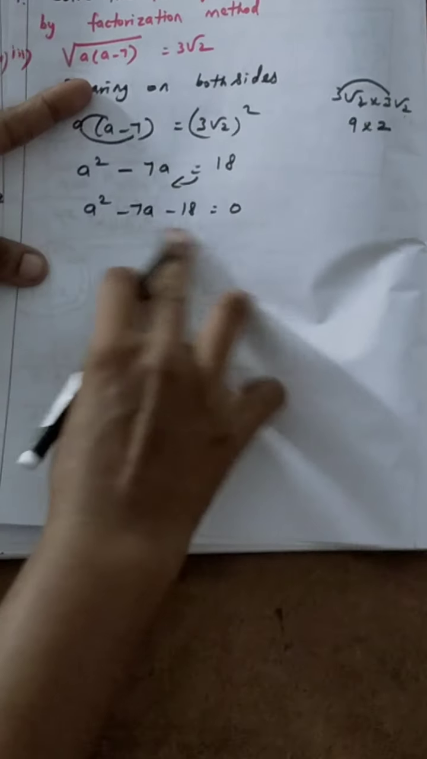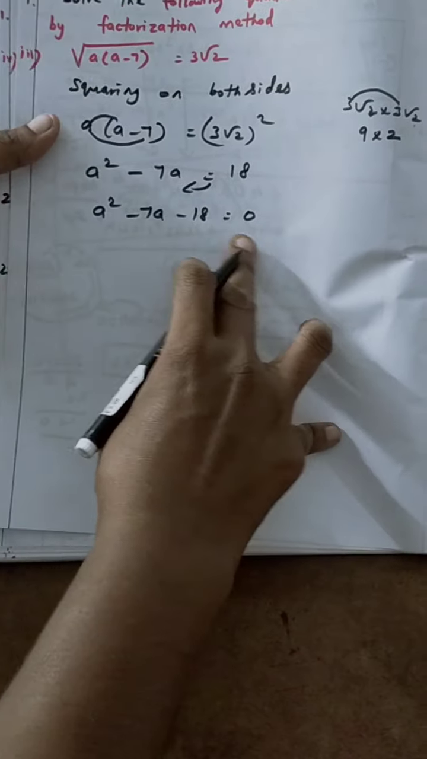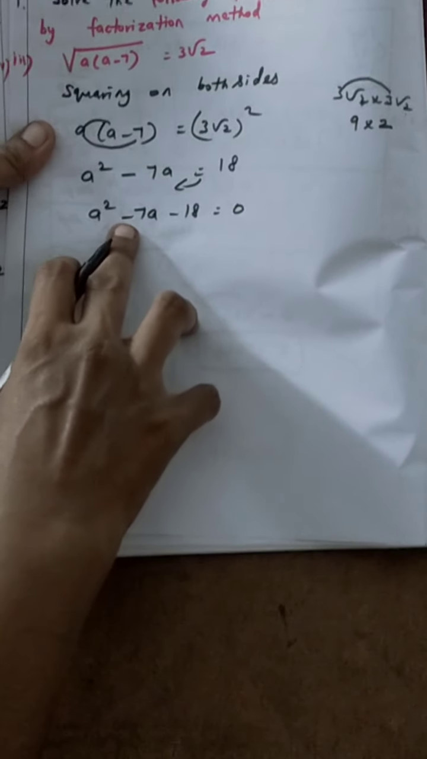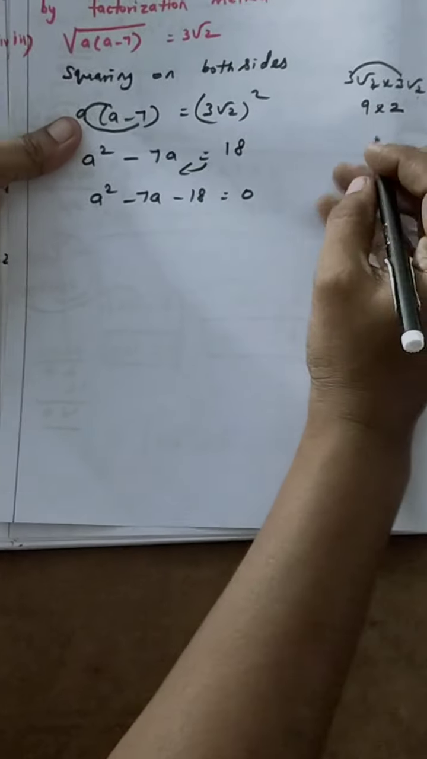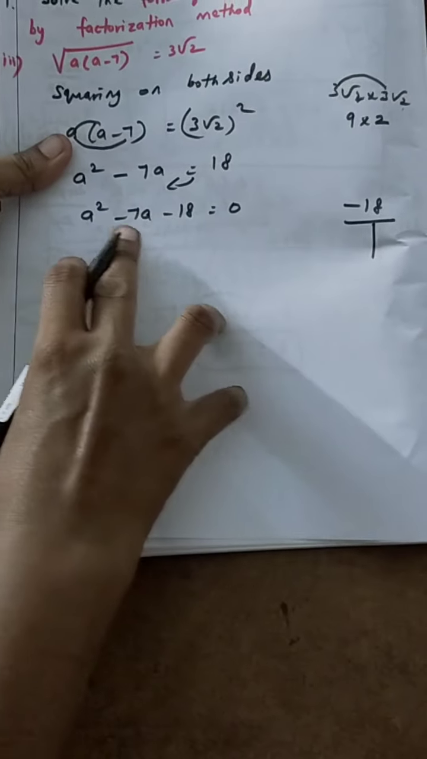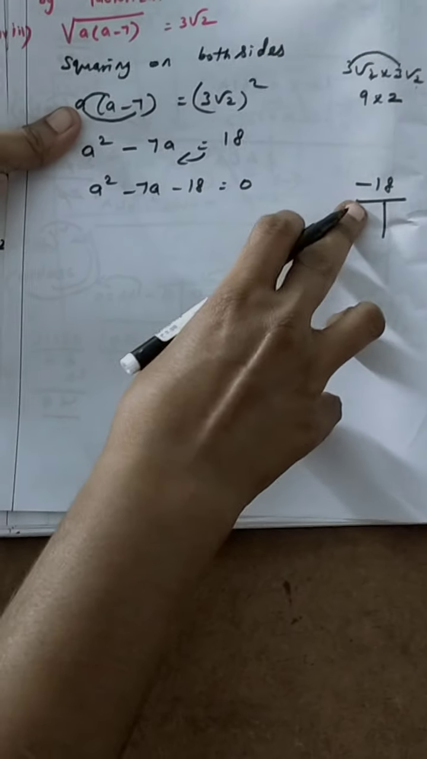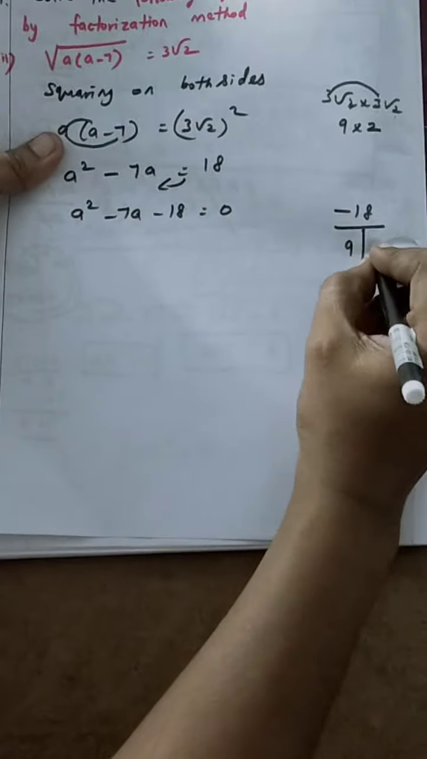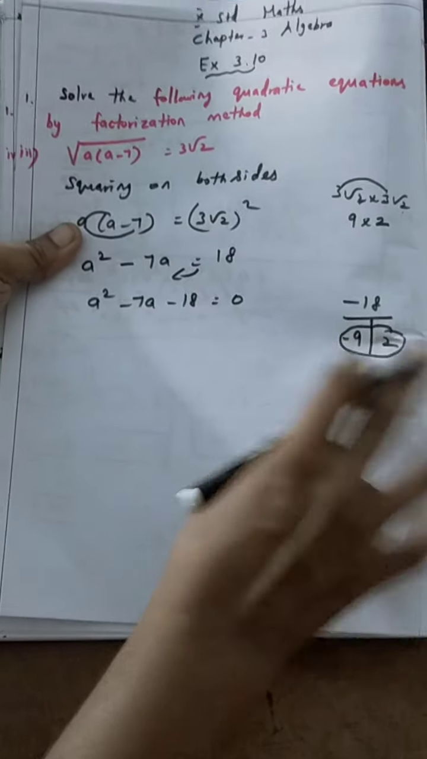So this one is a quadratic equation. Next step, apply the factorization method. See the product term is minus 18 and the middle term is minus 7. Which table gives the answer, that you have to identify. So product term minus 18 and middle term minus 7. 9 twos are 18, then the middle has a minus symbol and the product also has a minus symbol, so apply the minus symbol to the bigger number. So write minus 9 into 2 equals minus 18, and minus 9 plus 2 equals minus 7.